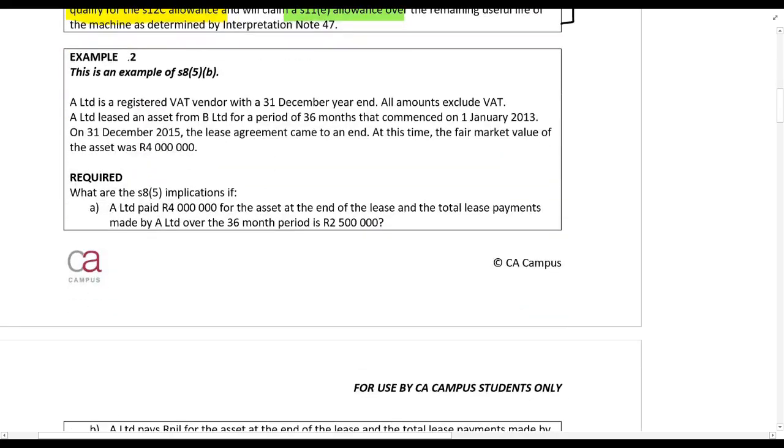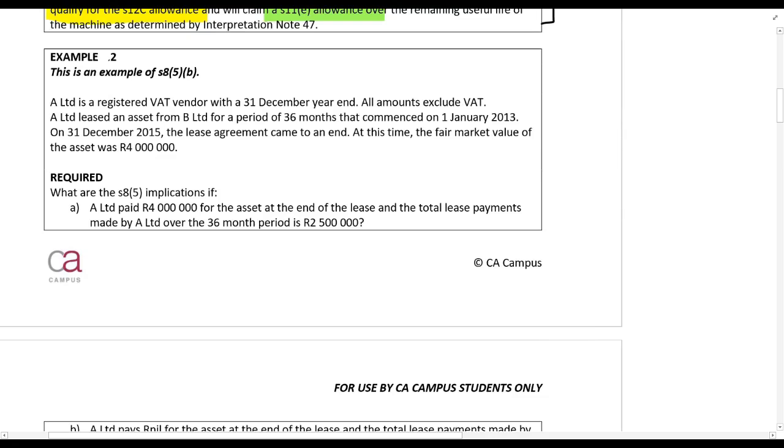Example 2, A Limited is a registered VAT vendor with 31 December year end, all amounts exclude VAT. A Limited leased an asset from B Limited for 36 months that commenced on the 1st of Jan. On the 31st of December 2015, so 36 months, the lease came to an end. At this time, the fair market value of the asset was 4 million rands. Okay, so they give us the fair market value. Remember, you can also calculate it if they don't give it to you by using the reducing balance method. Now, what are the section 8.5 implications if A Limited paid 4 million rands for the asset at the end of the lease, and the total lease payments made by A Limited over the 36-month period is 2.5 million rands?